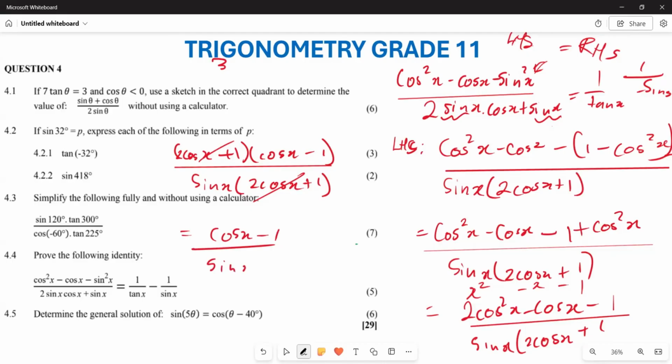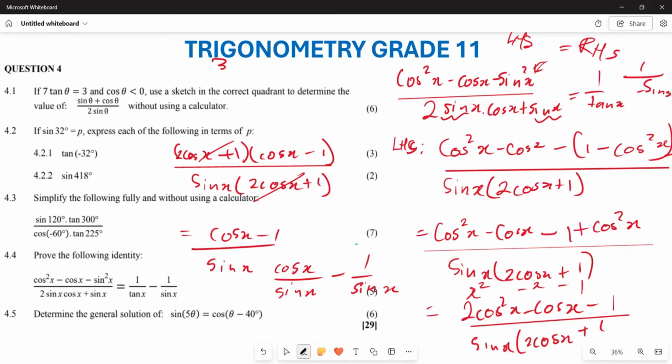Over sine x. Okay. And now from here, what is this going to be? Now you can change this. When you change this, this is the same as cos x over sine x, subtract 1 over sine x. Can you see that? And now, that's going to be your answer. Let's see what it is that you're having here.